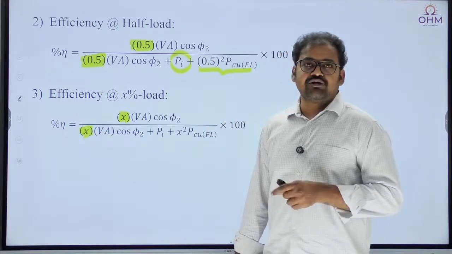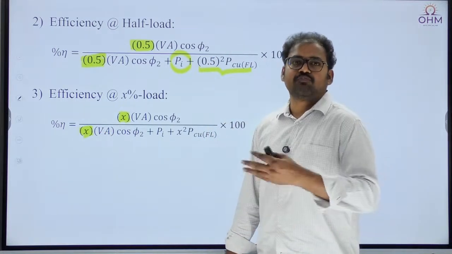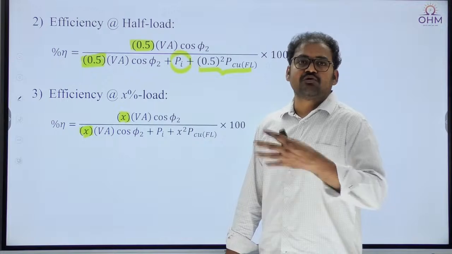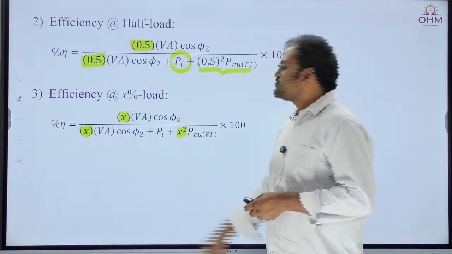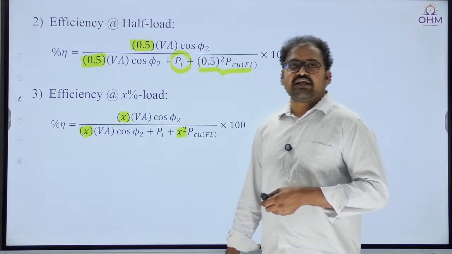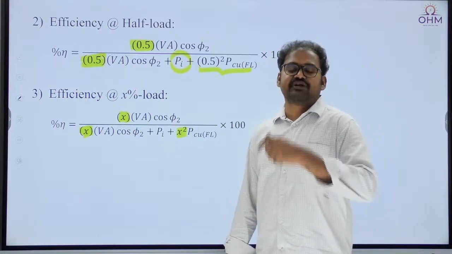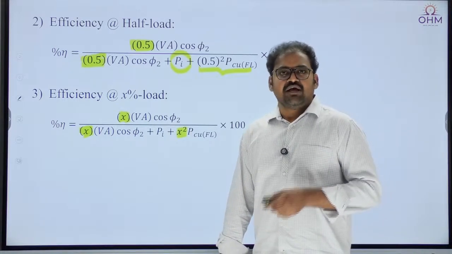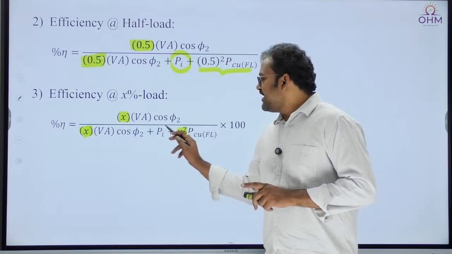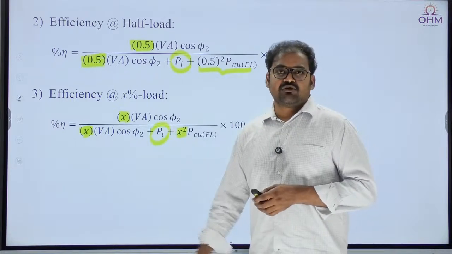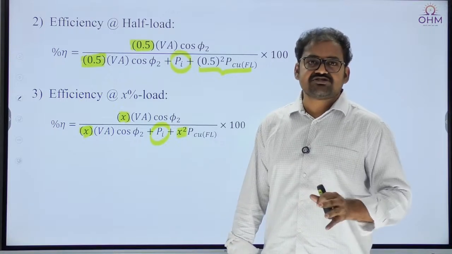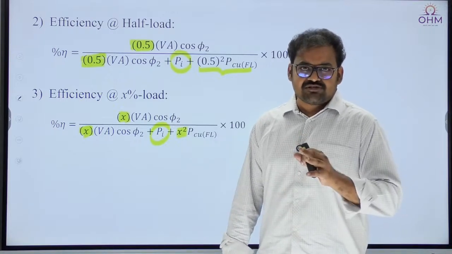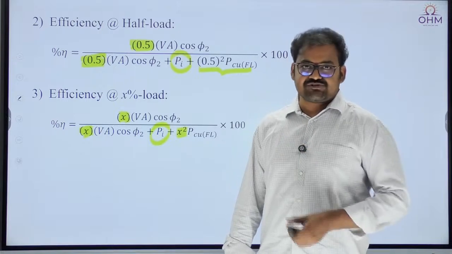If it is a full load, X equal to 1, half load 0.5, 90% load 0.9, and copper loss you must multiply with X square. Copper loss at X percentage load is X square times of full load copper loss. But one thing you need to understand, iron loss doesn't change. Whether it is a full load or half load or any random load, iron loss doesn't change.